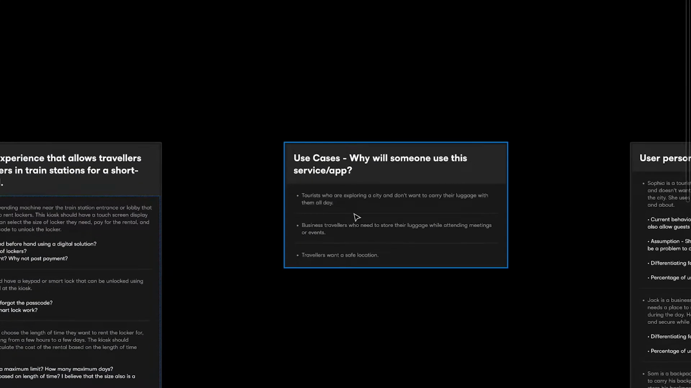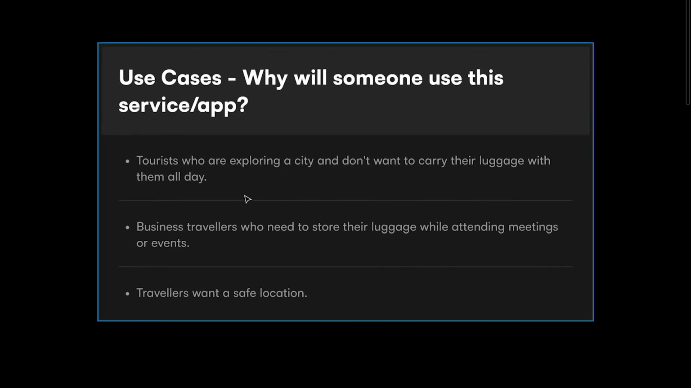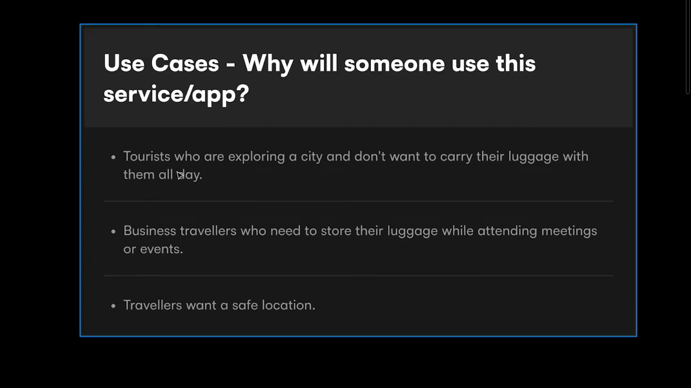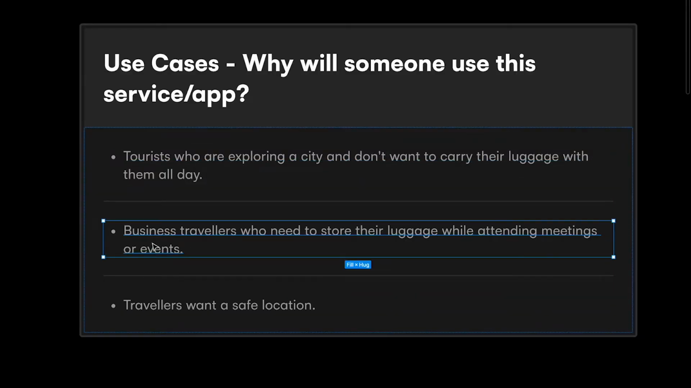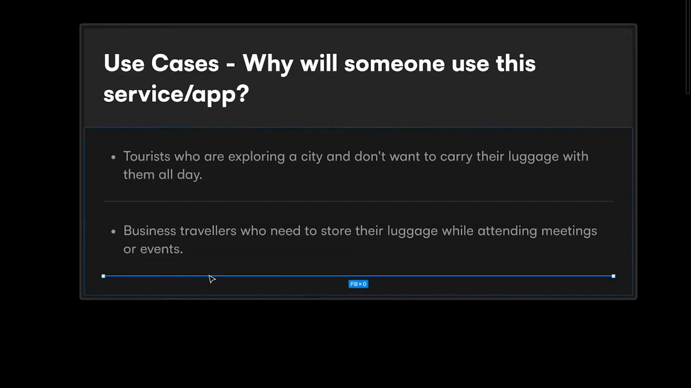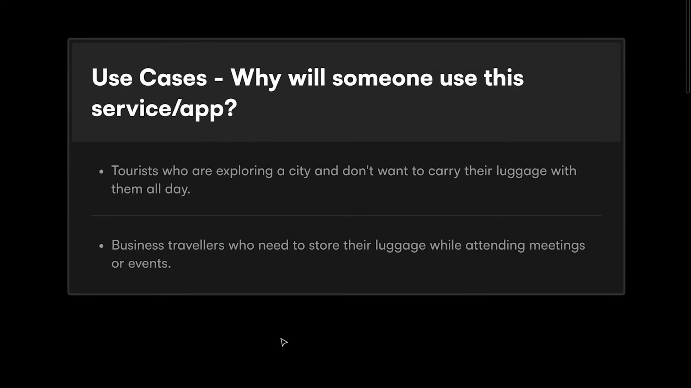So if I come back to Figma and come over here, I sort of put them into 3 categories, right? Tourists who are exploring the city and don't want to carry luggage with them, all right? And business travelers who need to store the luggage while attending business meetings, right? At a top level, these 2 are a little different from each other, although they have a very similar use case. I probably will remove this one, right? So I think this is why somebody would use their app, right?